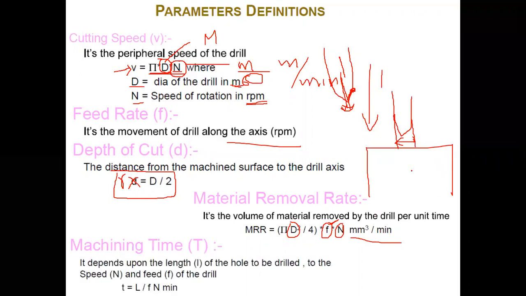And also an important parameter to calculate is machining time. Machining time is very simple to calculate. It is the total length of the hole divided by the feed and the number of revolutions in unit time.